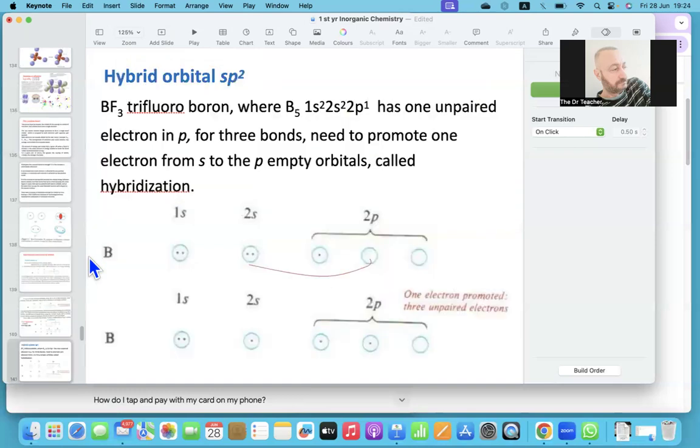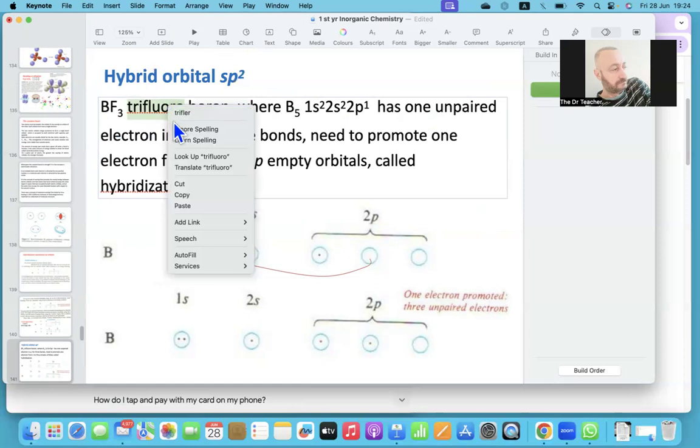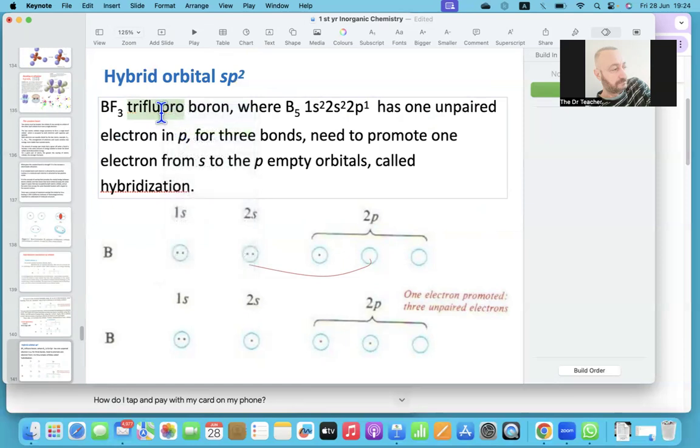Hybridization sp2. Where can we find this? In BF3, trifluoroboron. Trifluoroboron, where boron is 5. So we need to know the hybridization of the central atom in this molecule, which is the boron.